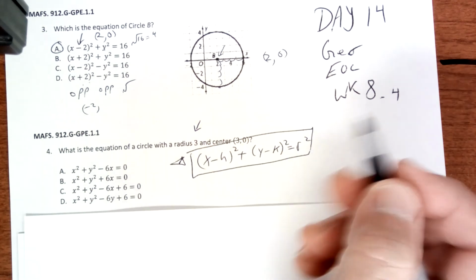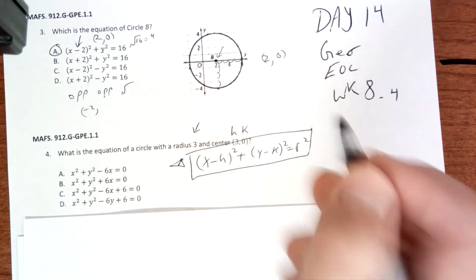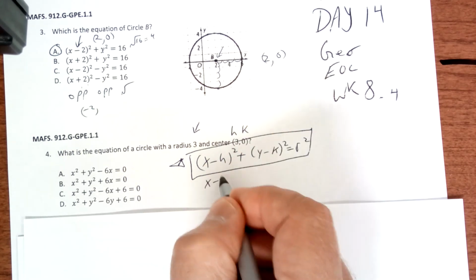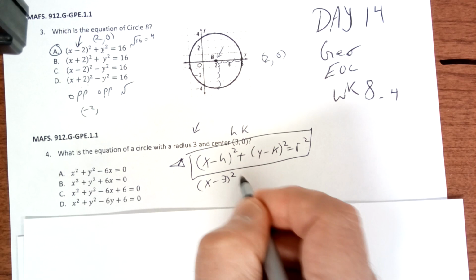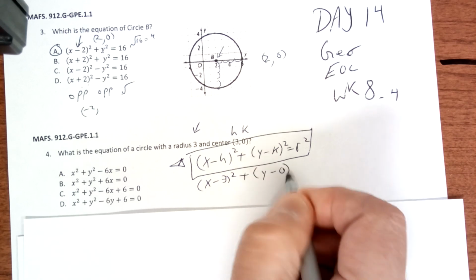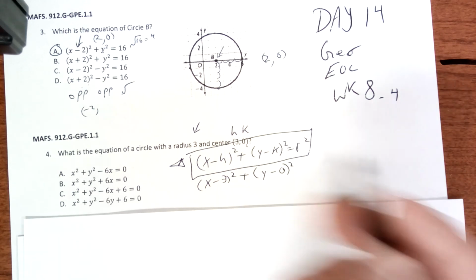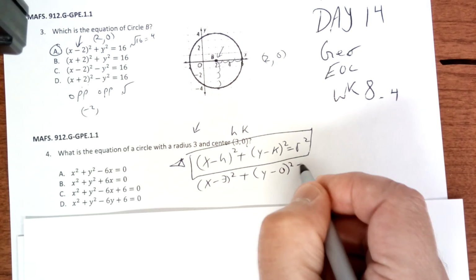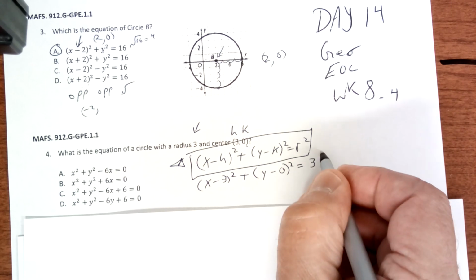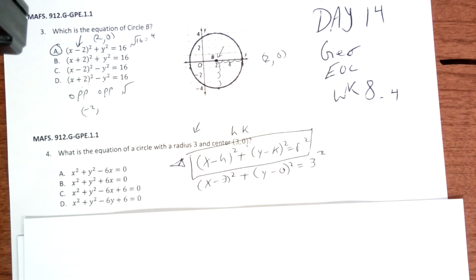This is your h, this is your k. So it's going to be (x minus 3) quantity squared, plus (y minus 0) quantity squared, and then the radius squared. 3 times 3 is 9. So we're looking for something on this one here. So at this point, let's see what we have.